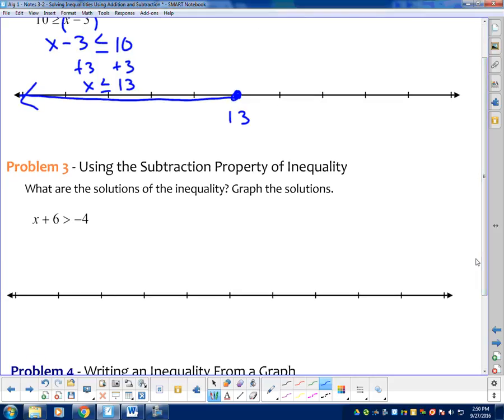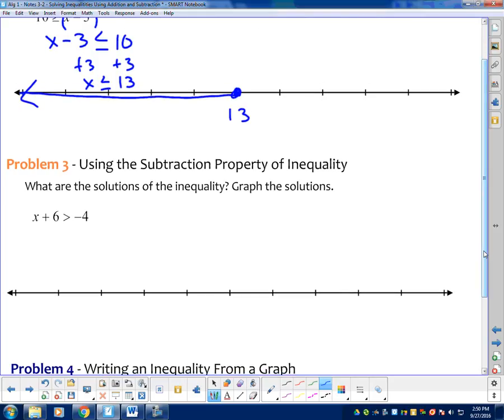Okay, problem 3. This is using the subtraction property. What do I have to do to each side here to get x by itself? So we've got x is greater than... Negative 4 minus 6 is negative 10. Open or closed circle at negative 10? Open. Where should I put negative 10? Anywhere. So open circle at negative 10.